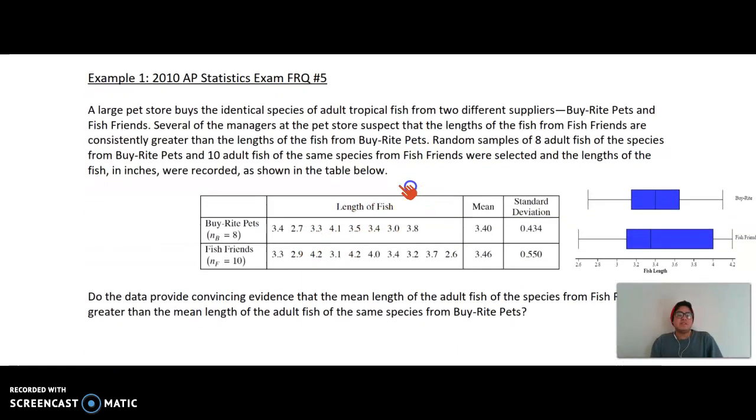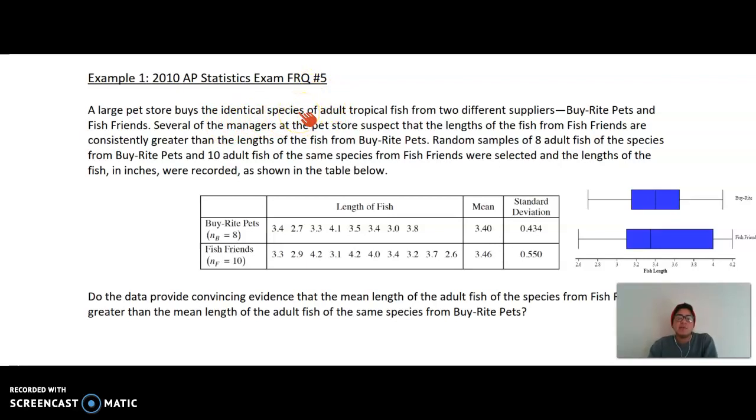So another infamous example of a two-sample t-test comes to us from the 2010 AP Statistics exam, FRQ number 5. These box plots were not included in the original, but as you can see, we're going to need them for our normality check. And let's suppose that a large pet store buys the identical species of adult tropical fish from two different suppliers. We have Buy Right Pets and Fish Friends.